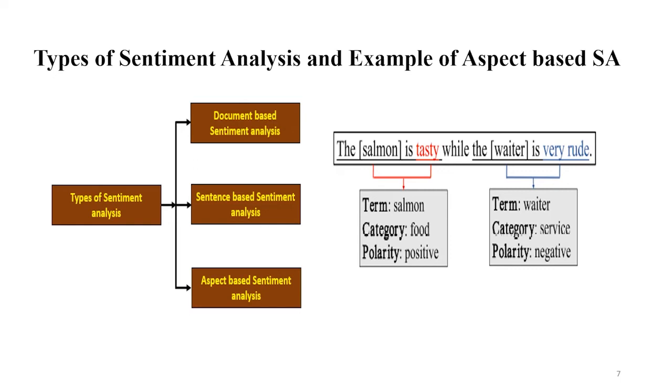Here is an example, in such cases where the sentence gives two aspects in a single statement. The salmon is tasty while the waiter is very rude. So here, about the food and about the service, there are two aspects given. There is a positive aspect about the food and a negative aspect about the service. In such cases, aspect-based sentiment analysis is more effective.